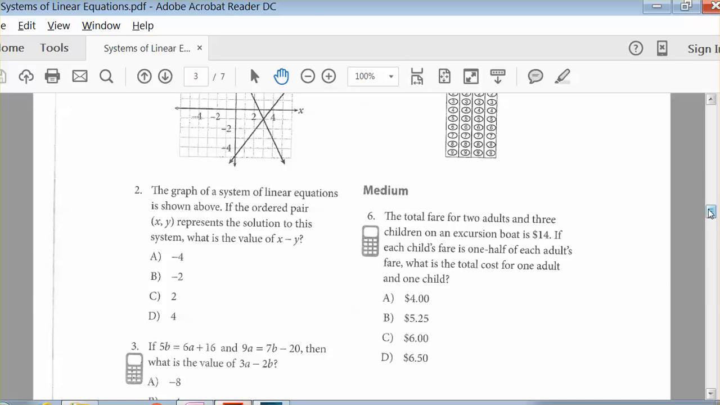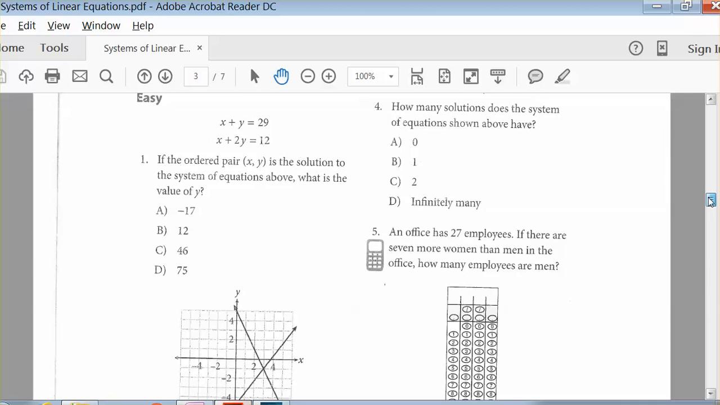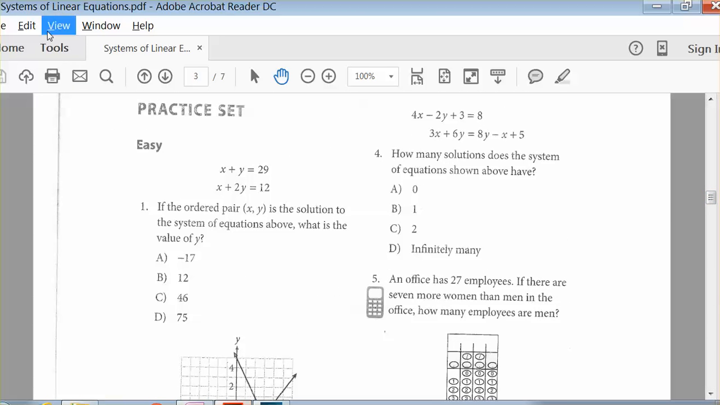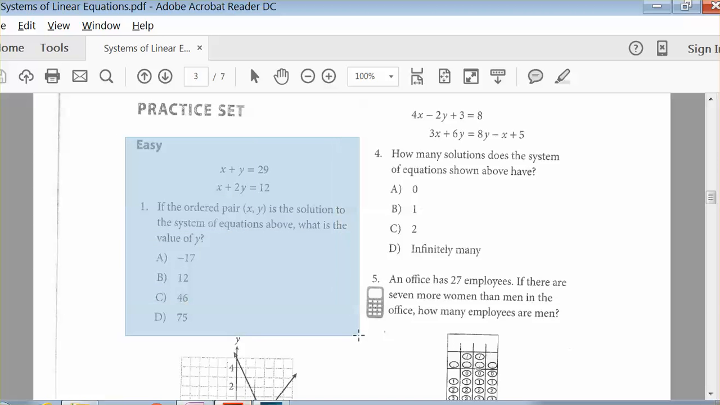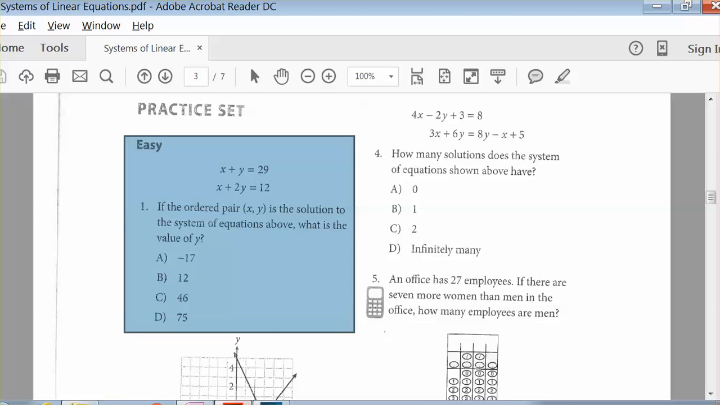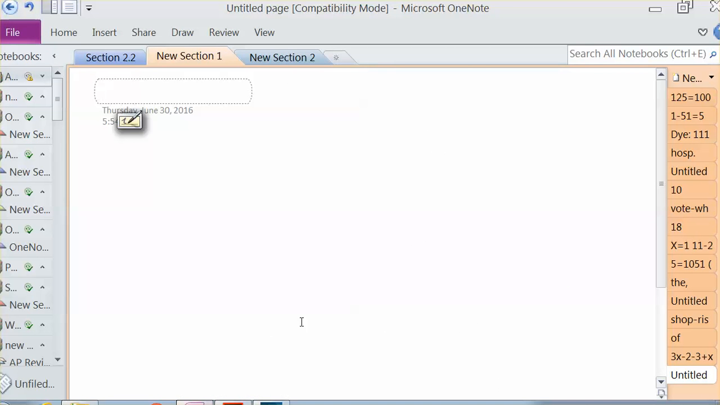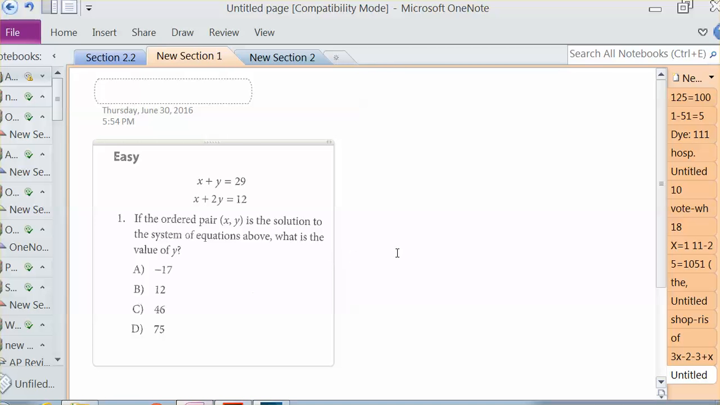So let's start with an easy one. So let's look at number 1 here. And I'm going to copy and paste this and put this in a program that will make it really easy for me to scribe. So here they're asking you to solve for y.